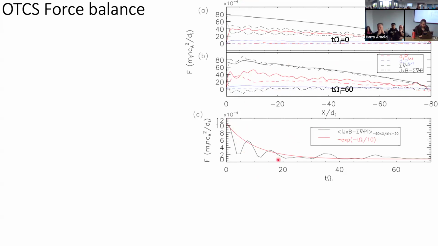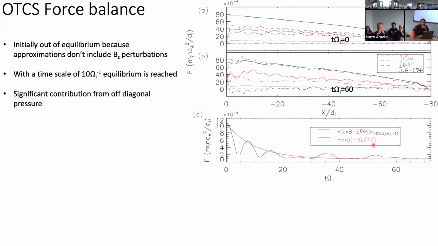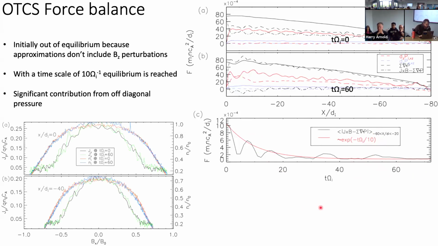And finally, this bottom plot here shows the averaged quantity of that dash-dotted black line, which again should be 0 if you're in force balance. So we average it between -20 and -60, plotted as a function of time. And on top of that, we just have this exponential decay with a decay rate of 10 ion cyclotron times to show that we do achieve force balance by the end of the simulation, and it appears that this current sheet reaches equilibrium in about 10 ion cyclotron times.